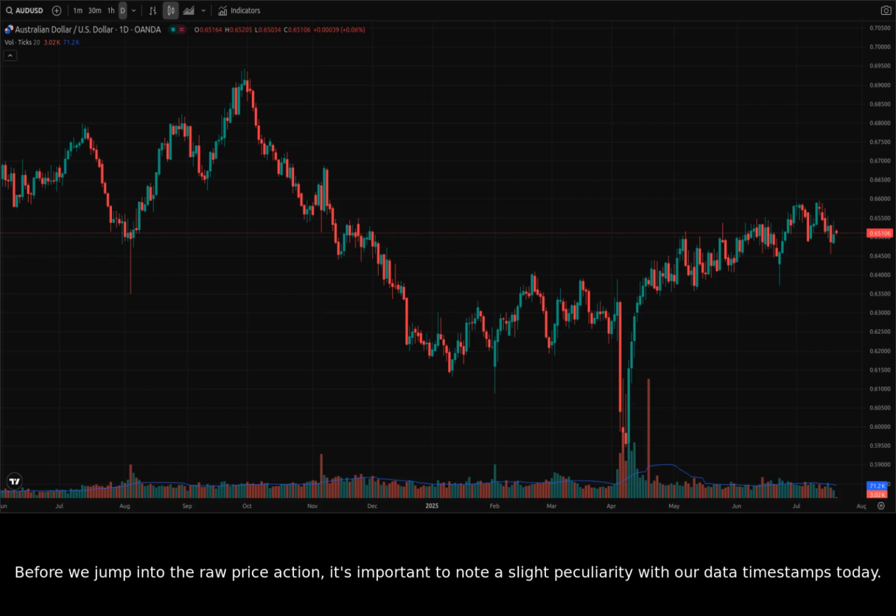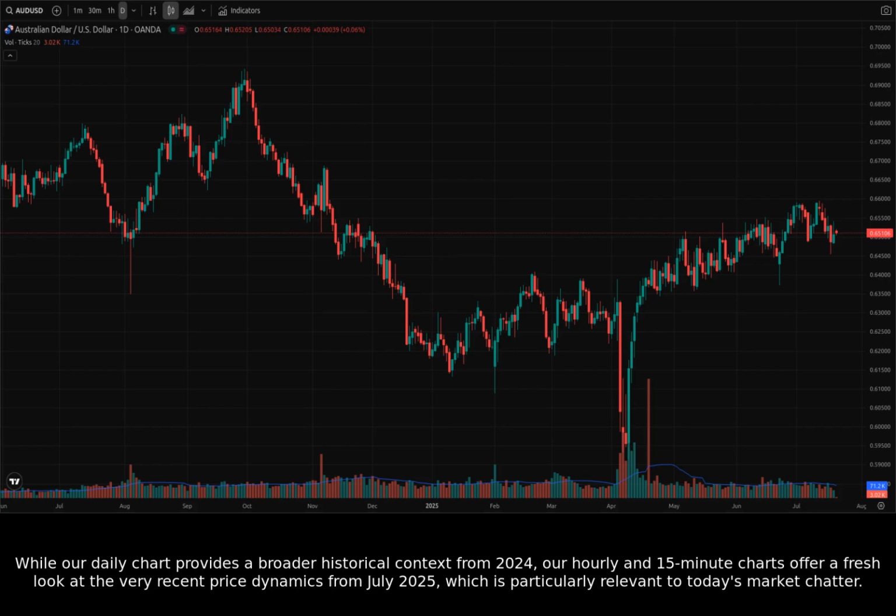Before we jump into the raw price action, it's important to note a slight peculiarity with our data timestamps today. While our daily chart provides a broader historical context from 2024, our hourly and 15-minute charts offer a fresh look at the very recent price dynamics from July 2025, which is particularly relevant to today's market chatter.